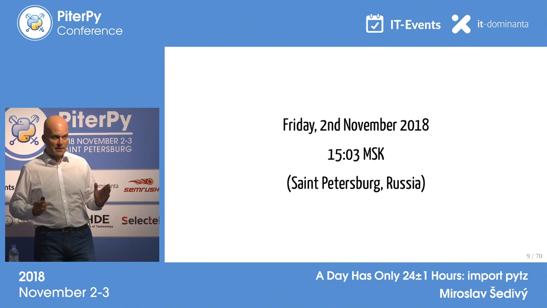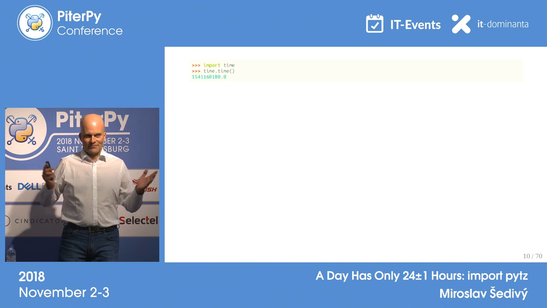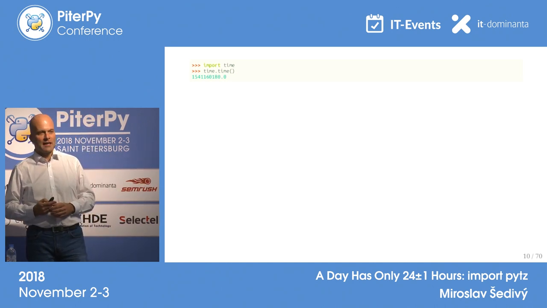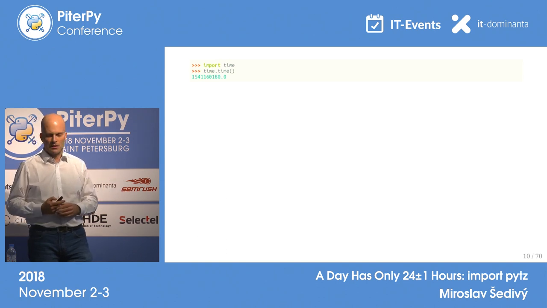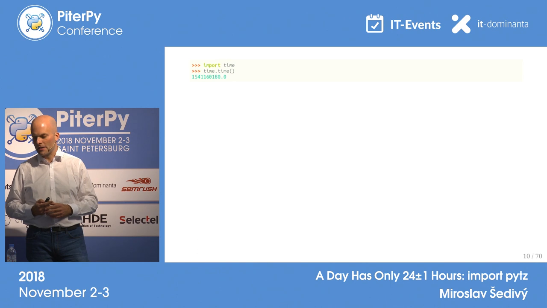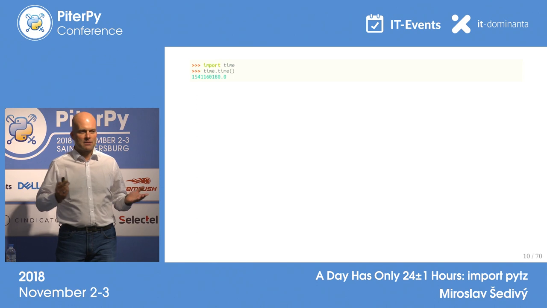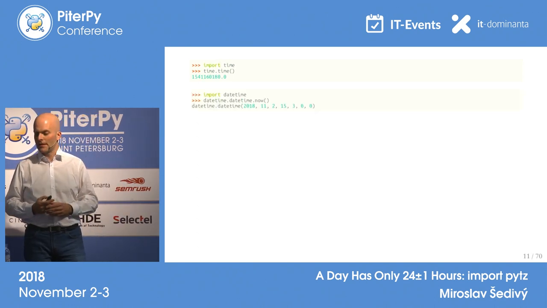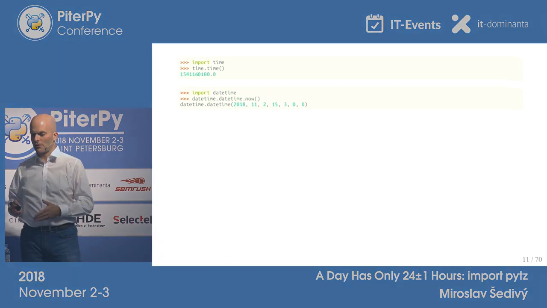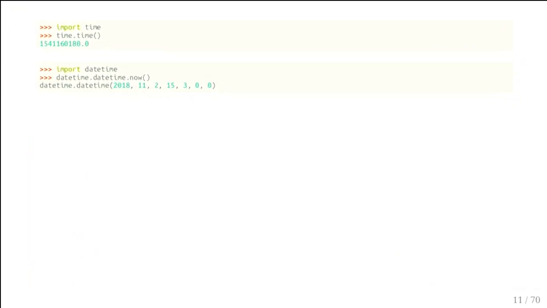So in standard Python, if you want to get the current time, the easiest way is to use time.time. It returns the Unix timestamp. It is the number of seconds since epoch, since the 1st of January 1970 in UTC. But with this number, we don't really know what weekday, what time is it exactly. So we import datetime and then ask what is the current time, datetime.now, and we receive, on a Russian computer, like on a computer that is configured for this time zone, a datetime object that contains year, month, day, hour, minute, and second.